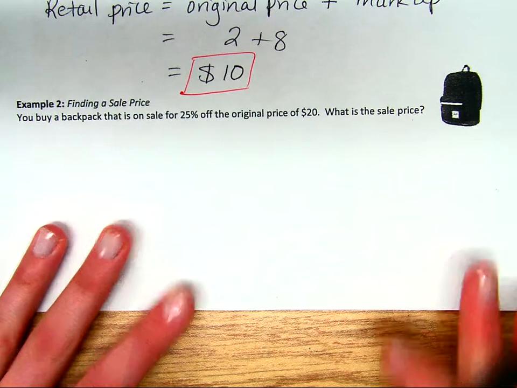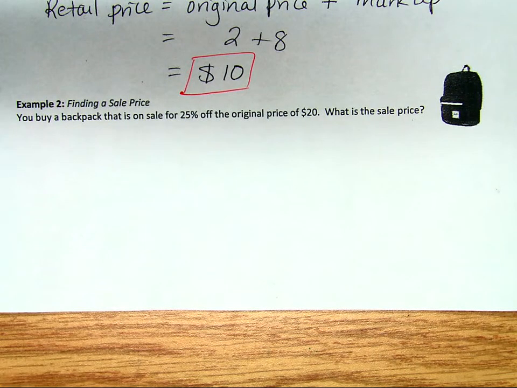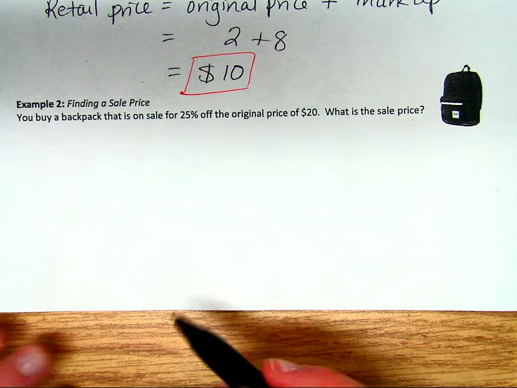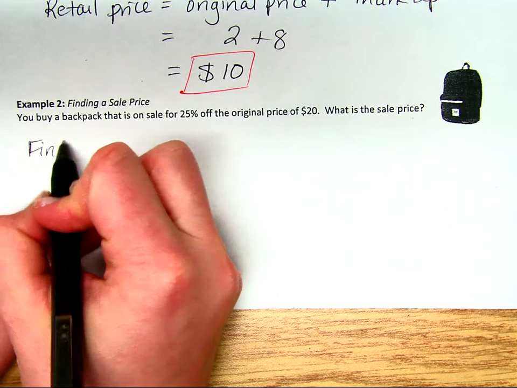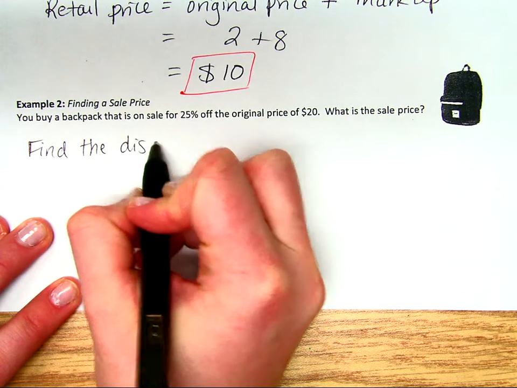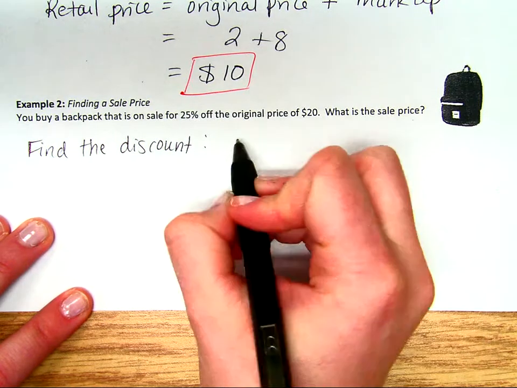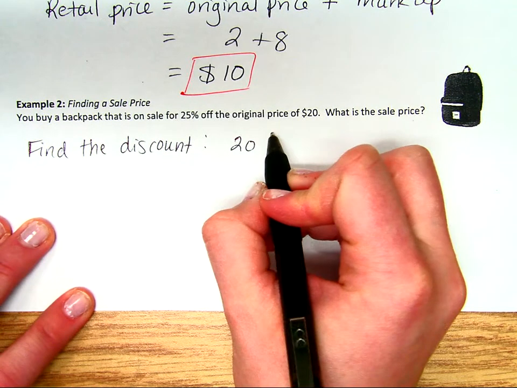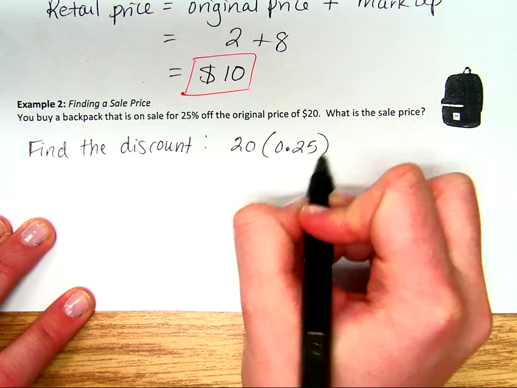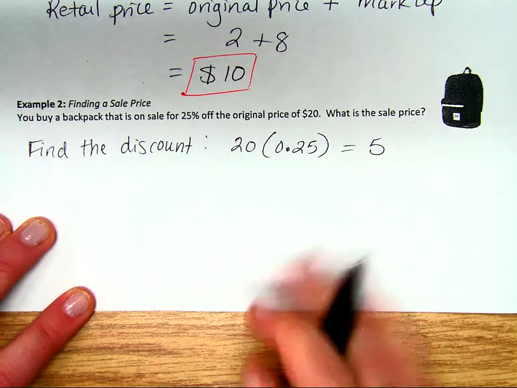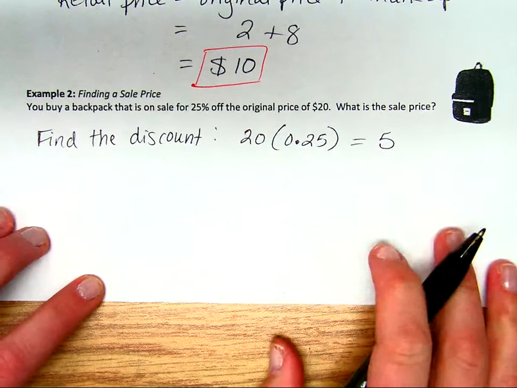It says you buy a backpack that's on sale, ooh, we love sales, for 25% off of the original price of $20. What is the sale price? So first let's figure out, what is 25% of 20? How much are we actually getting off? So we want to find the discount. So to do that, we're going to take the original price and multiply it by 25%, which is 0.25. If I multiply that in a calculator, or just take a fourth of 20, I get $5. So that's how much is being taken off of the original price.